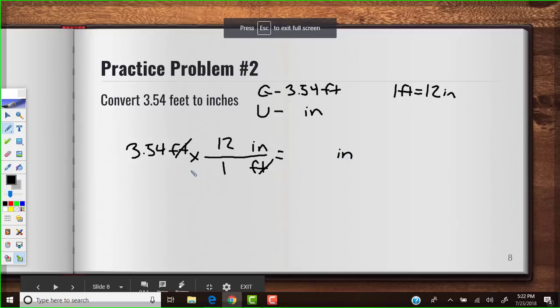That leaves us with inches left over, which is what we want. And then we're going to do some math in order to solve this. So we're going to take 3.54 and multiply that by 12. When we multiply, we get our answer, 42.3 inches. So again, same concepts apply here. Just take what is given, find a conversion factor, make sure your units are set up appropriately, and solve, and we get our answer. Let's do one more problem together.